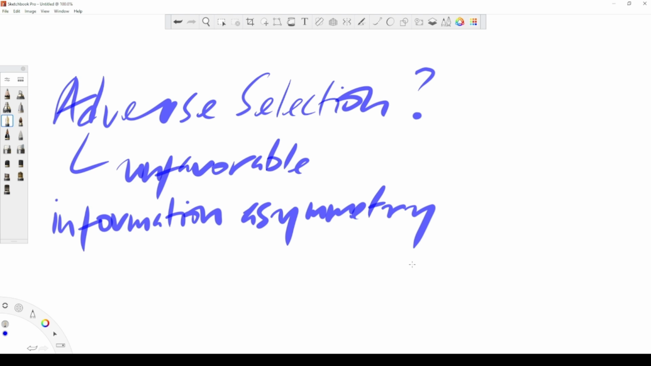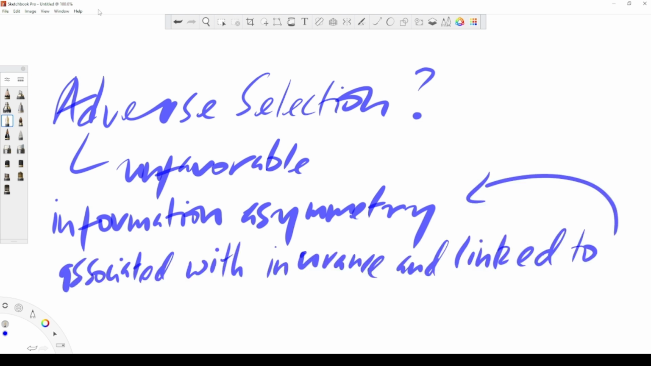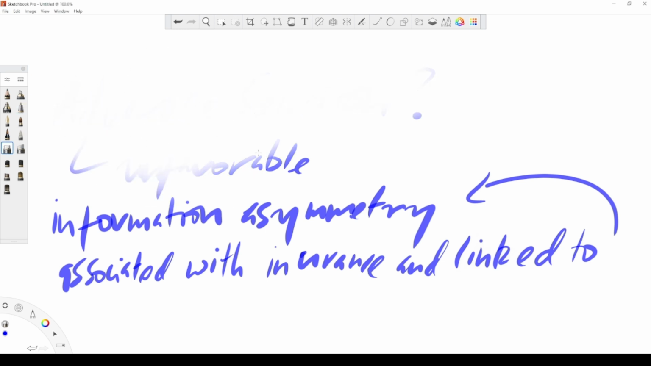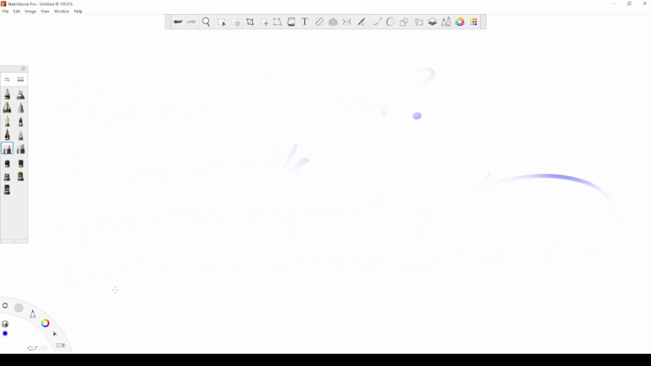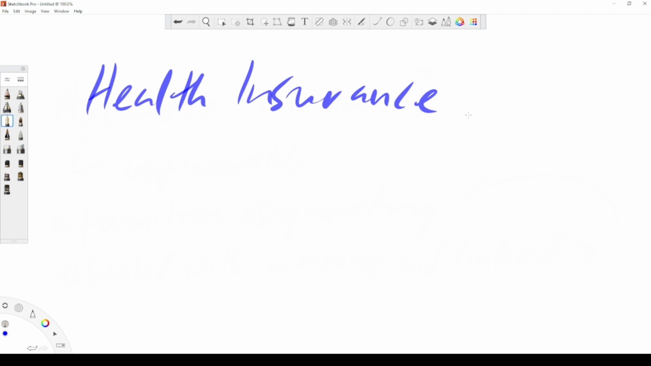So adverse selection is a risk associated with insurance and is also linked to asymmetric information. Let's look at a situation where adverse selection usually occurs. Like I mentioned earlier, it is associated with insurance. So let's look at the health insurance market. How does adverse selection occur here?